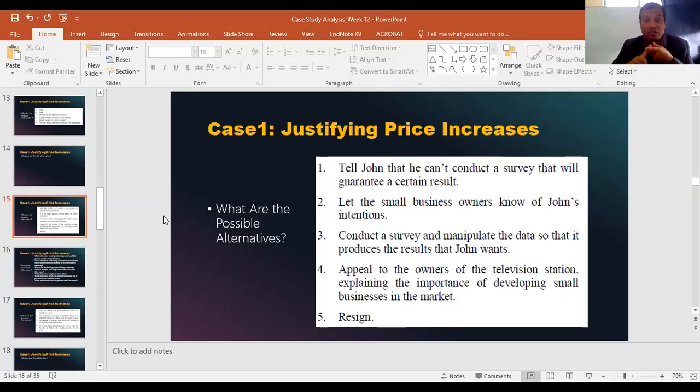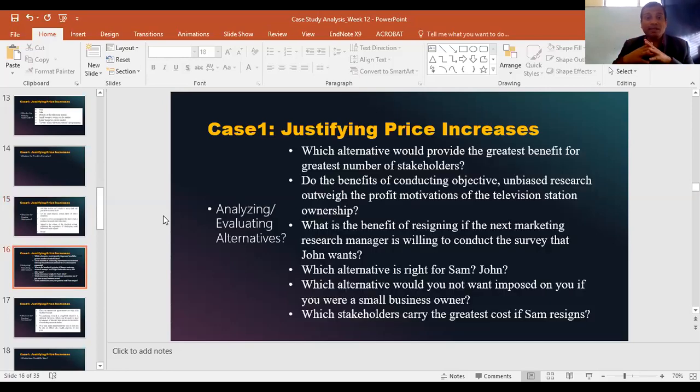So again, for the first alternative, if you're saying he has to tell that he's not willing to conduct, they can't conduct. So what is the strength and what is the weakness of this argument? He may lose his job. That is the negative side. So you have to make a balance of each and every alternative. So analyzing the alternatives, which alternative would provide the greatest benefits for the greatest number of stakeholders?